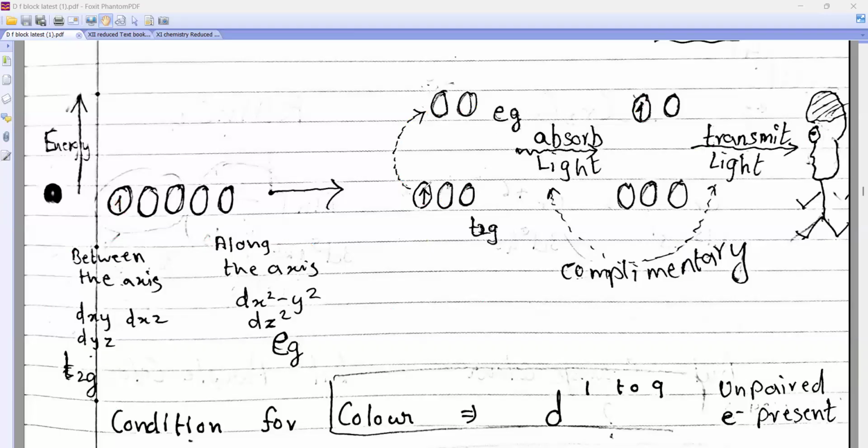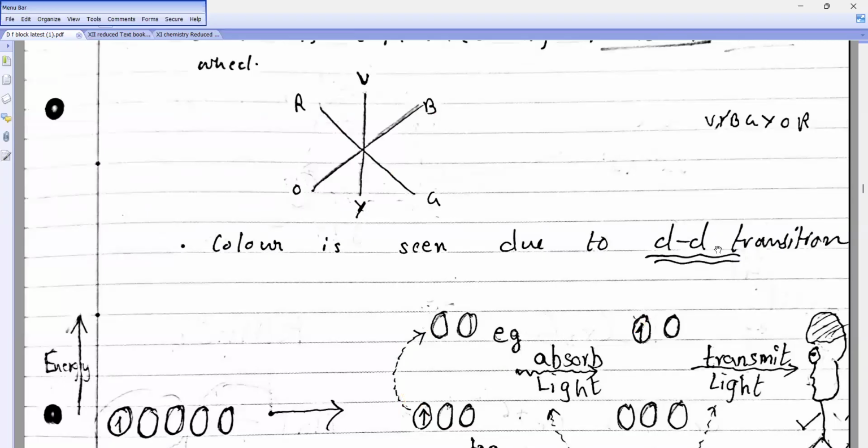In this, beta, can you see one electron is jumping and going up? This jumping of an electron from a lower d orbital to a higher d orbital, we call it d-d transition. What causes it to jump?